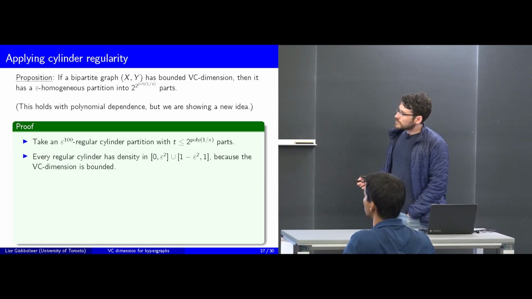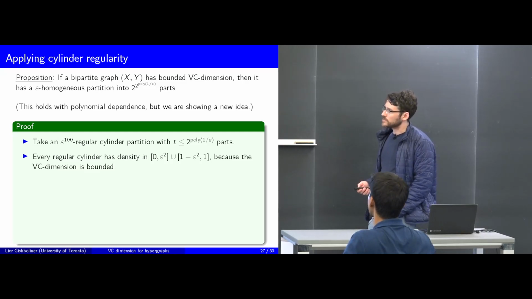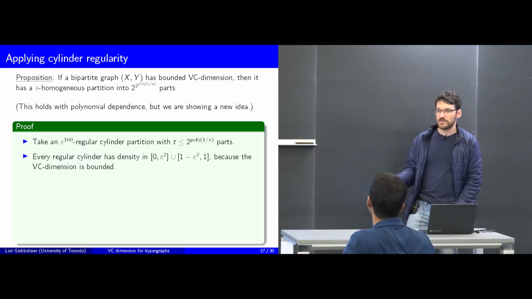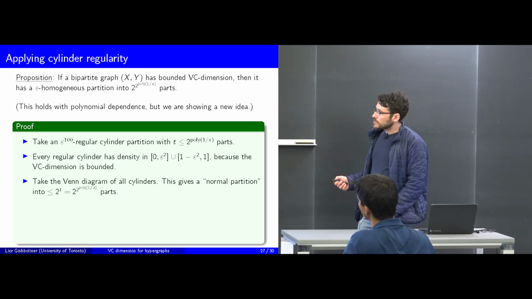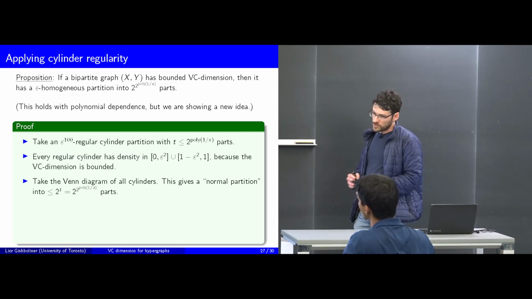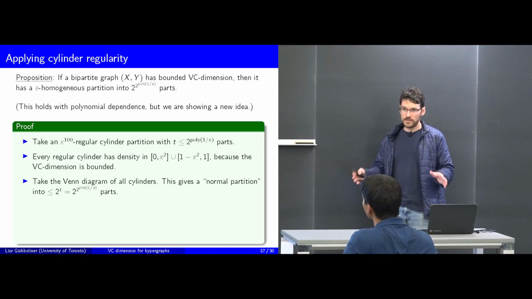And we know that almost all the cylinders, so every regular one, has density which is very close to 0 or 1. So let's say at most epsilon square, or at least 1 minus epsilon square. This is because the VC dimension is bounded. Okay, so then what we can do, let's take the Venn diagram of the cylinder. So we don't want a cylinder partition. We're not happy with this. We want a normal partition. And it's not hard to get one.